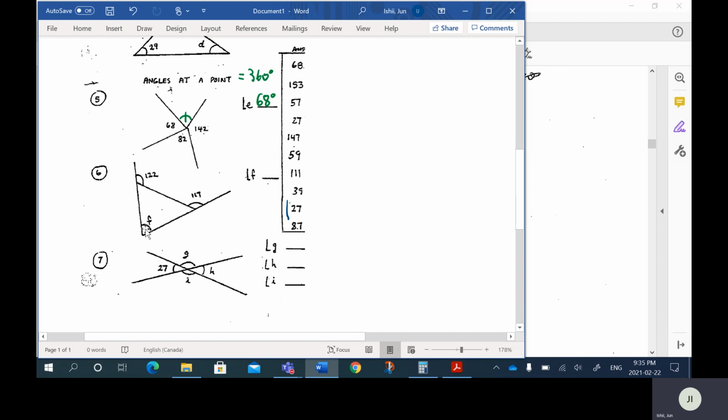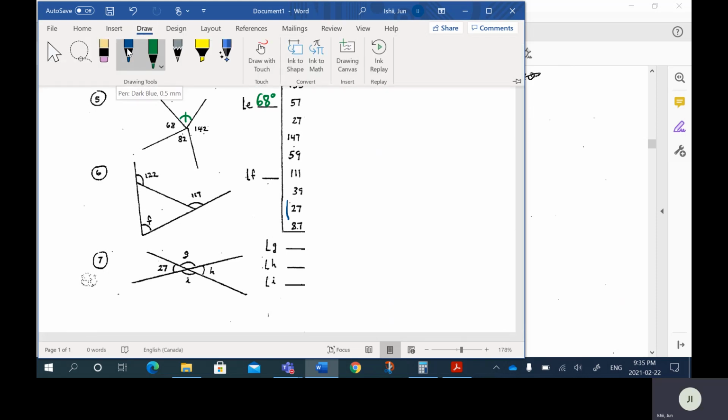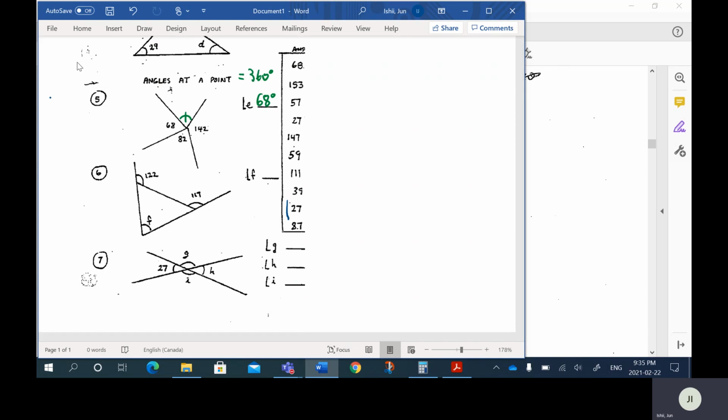So let's just say I want to find angle F. To find angle F, we're going to do a few steps here. To find angle F, what I could do is find these 2 angles here. And then since I have 2 angles in a triangle, angle F would be 180 minus these 2.